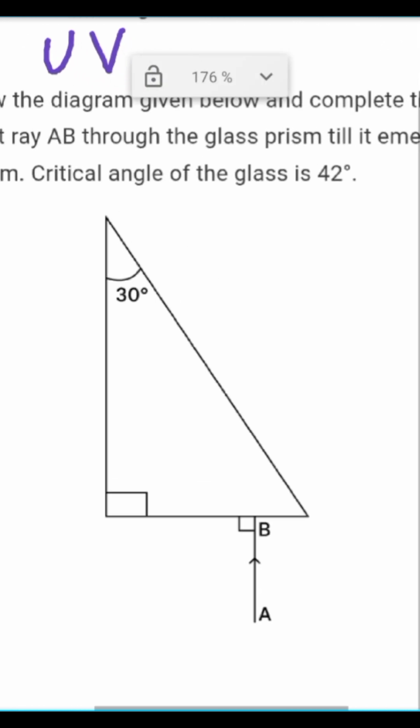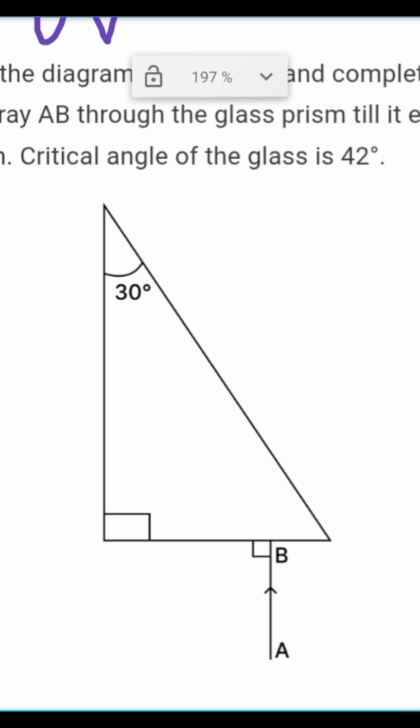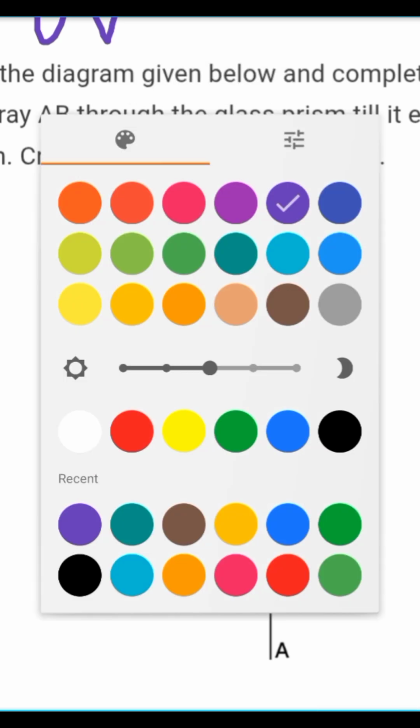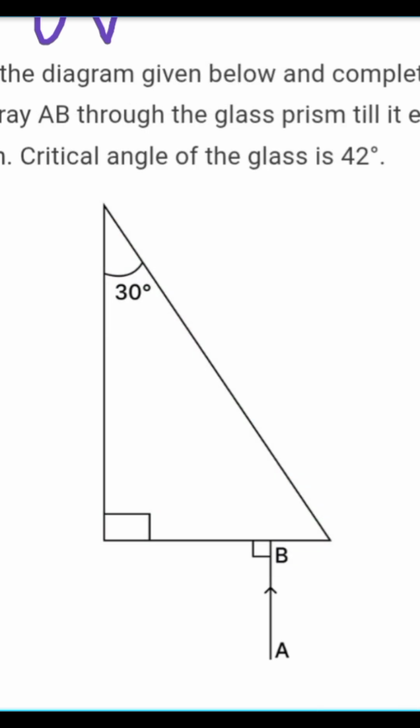So let me just zoom it a bit. The critical angle for glass has been given as 42 degrees, so we have to keep this in mind while solving the question. On the first surface, this one, since the ray is falling normally, it will pass through without any refraction and it will go and strike the hypotenuse.